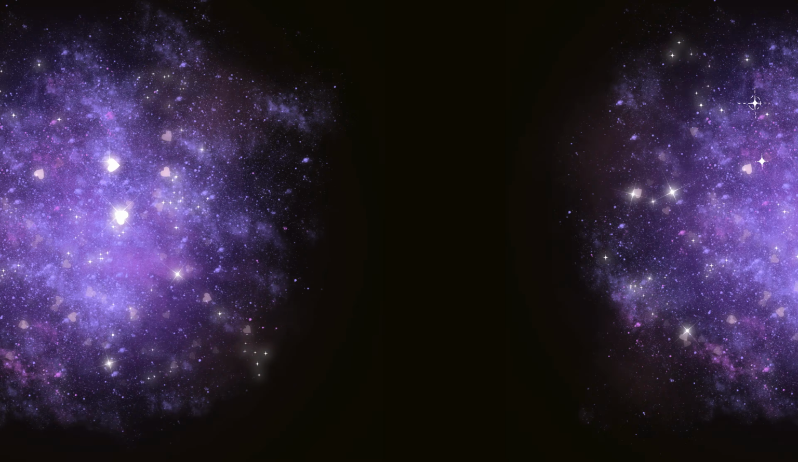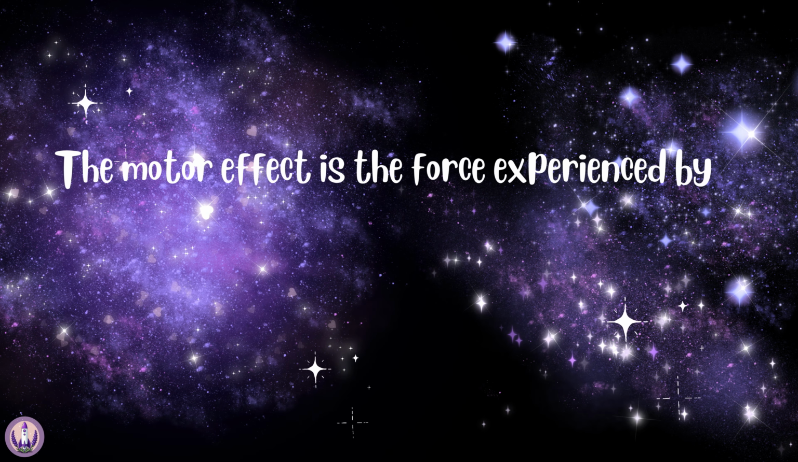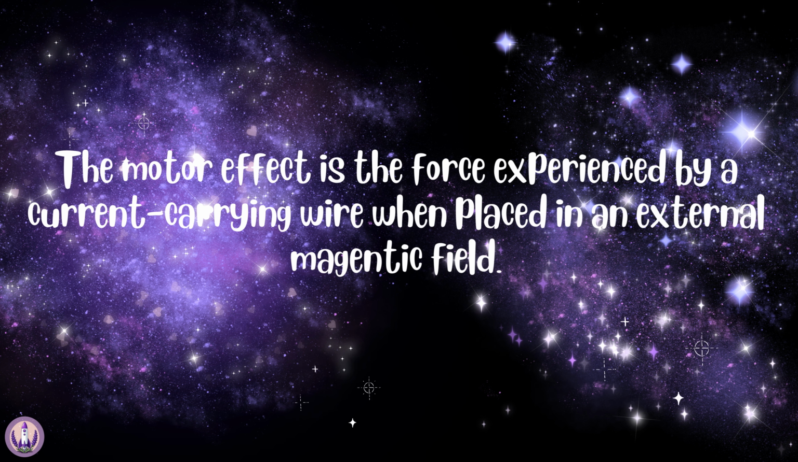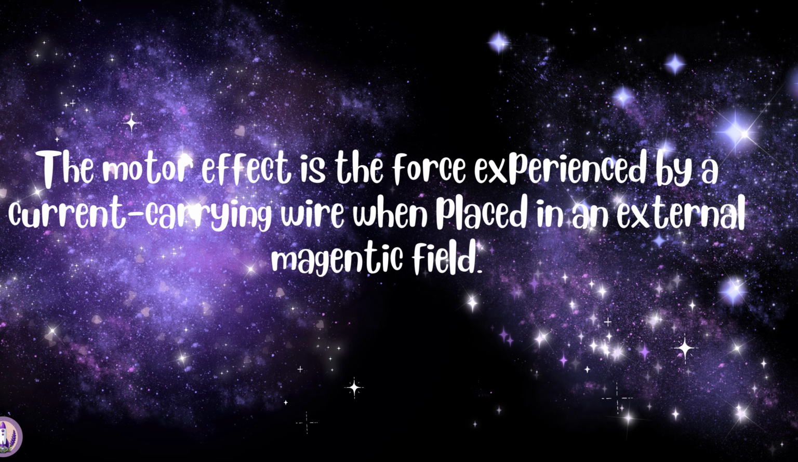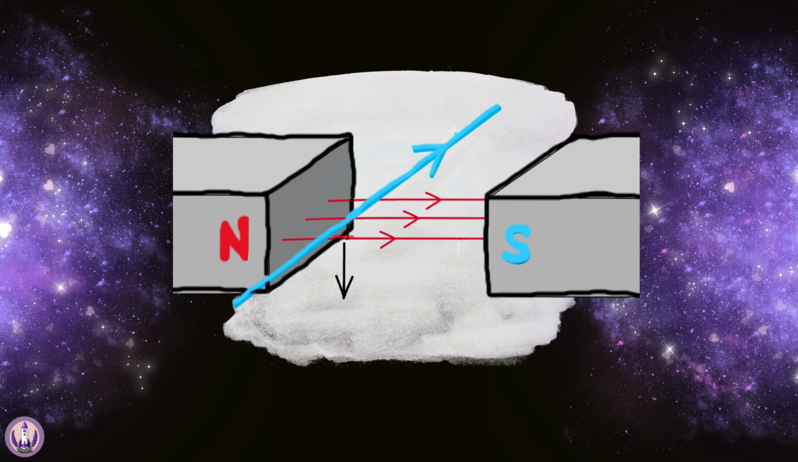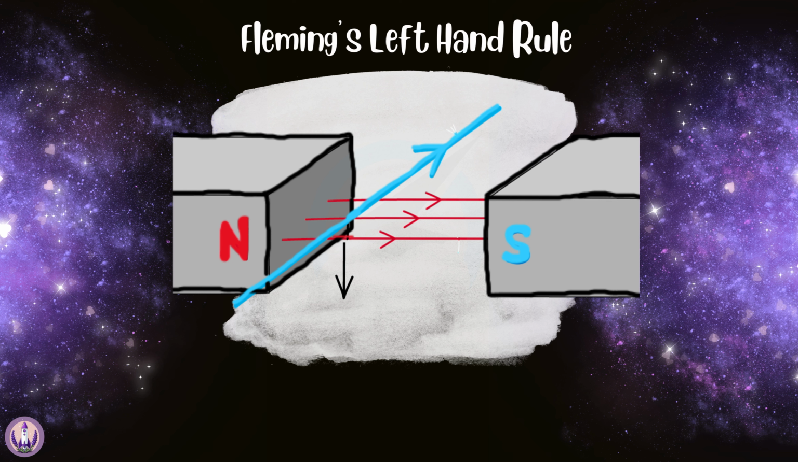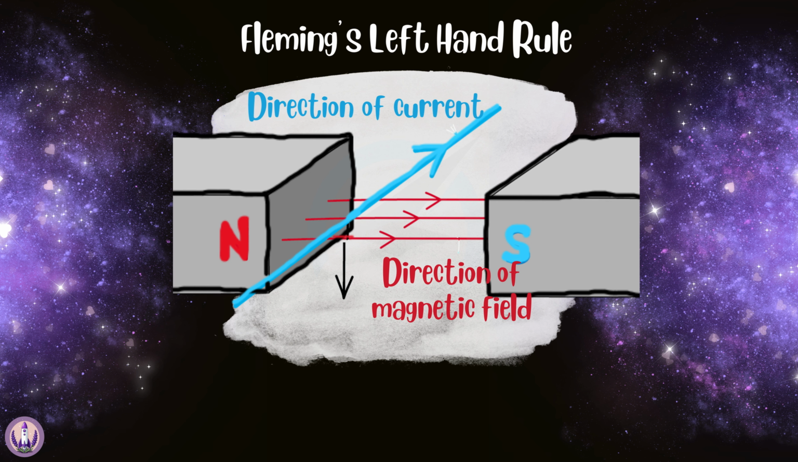We can define the motor effect as the force experienced by a current-carrying wire when placed in an external magnetic field. This force is the result of the interaction between the magnetic field around the wire and the magnetic field it is placed in. Fleming's left-hand rule helps us to determine the direction of the force once we know where the North and South Pole is, and the direction of the current.